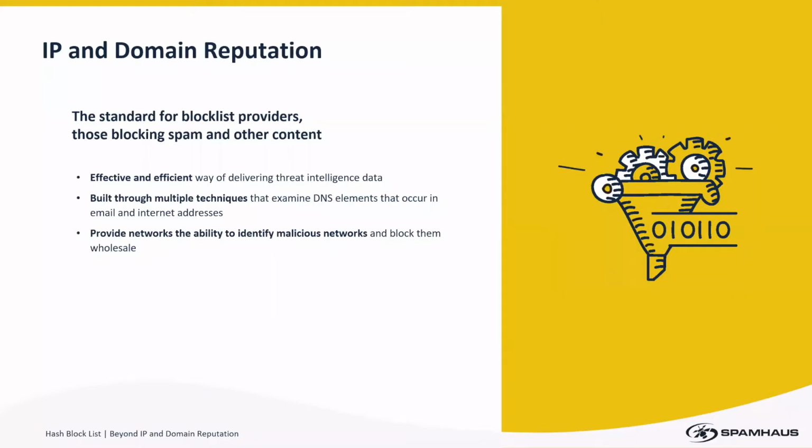So first, domain and IP reputation. Essentially, this is the standard for what block list providers are using out there today. And it's a very effective and efficient way of assigning a reputation to a domain or an IP and being able to publish that and distribute that out to the multitudes of people who want to consume those lists, to be able to make a decision on if they would like to block something, or if they want to mark it as spam. It's really up to the customer and how they want to utilize the data that is provided in block lists.